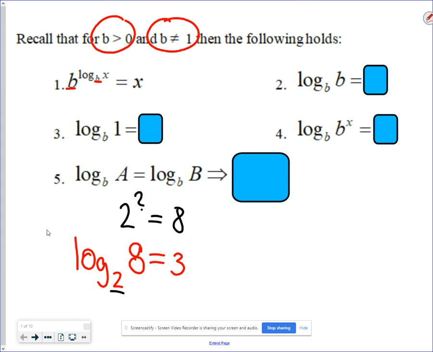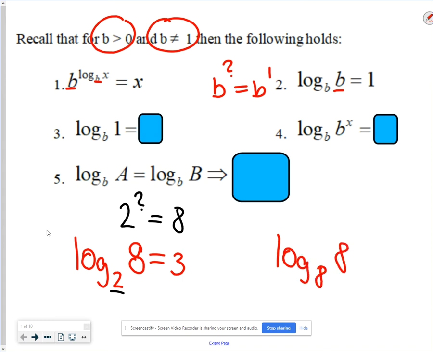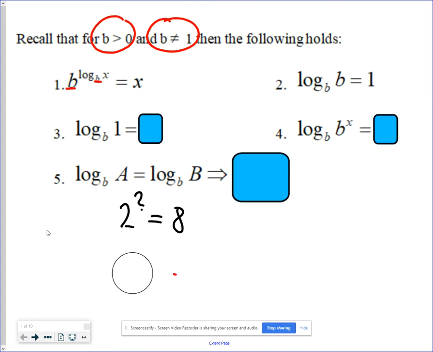So let's use that same concept up here. What am I going to ask myself? Well, b is my base. b to what power is b? Well, b is really b to the first power. So b to what power is b to the first power? 1. So when you got log base b of b, that will always equal 1. So what that means is if I have log base 8 of 8, the answer is 1. All right, so this is just common sense. This is stuff that you already knew, but now I'm just writing it as a rule.